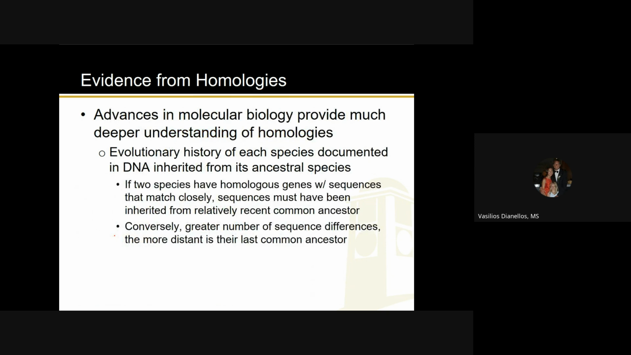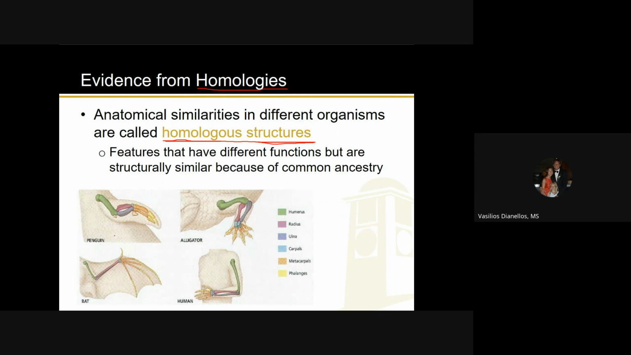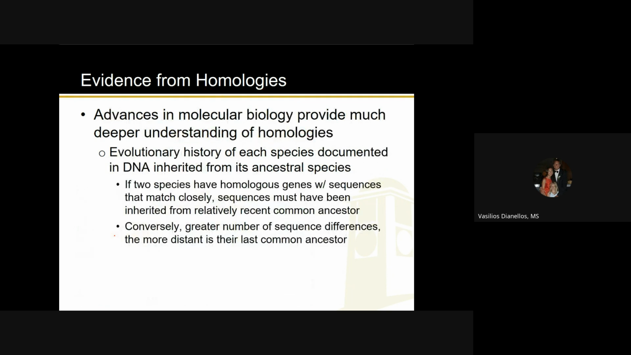Advances in molecular biology provide a much deeper understanding of homology. So, like I said, everything we just talked about previously, those are called homologous structures. And now we're moving forward and talking about other homologies. The evolutionary history of each species is actually documented in our DNA, right? So the DNA that has been inherited from our ancestral species.